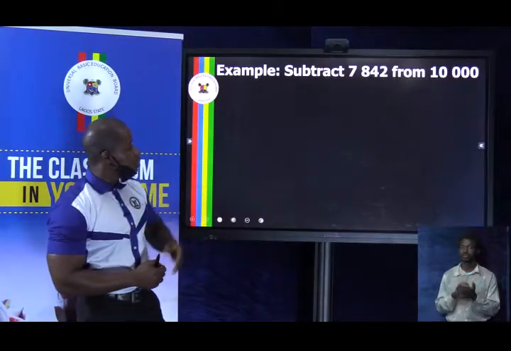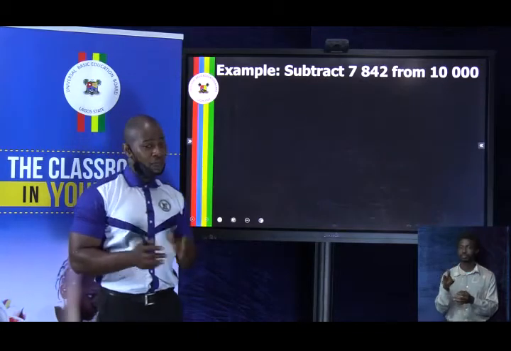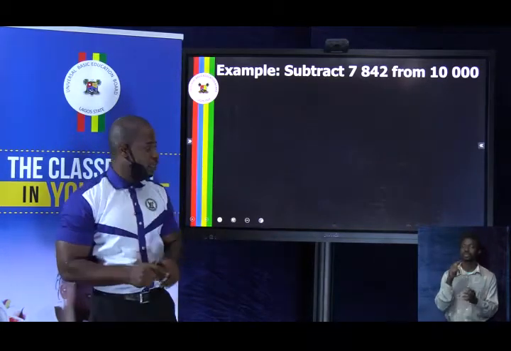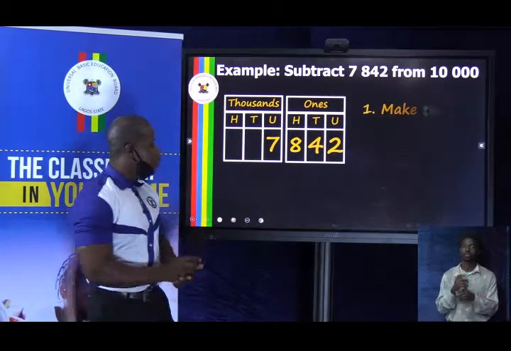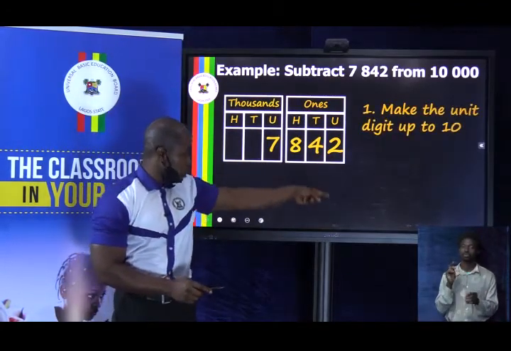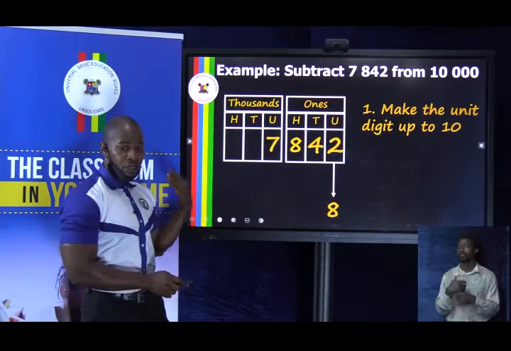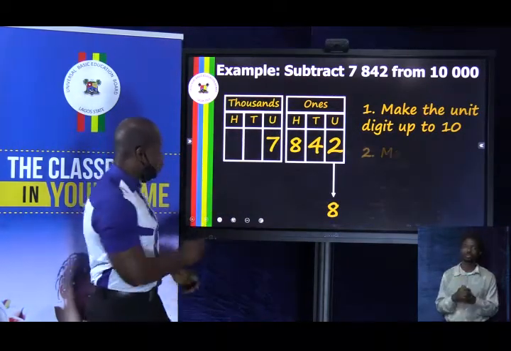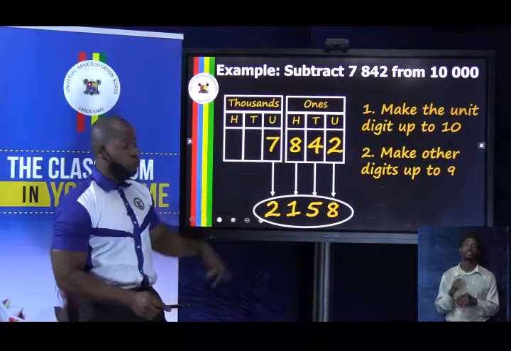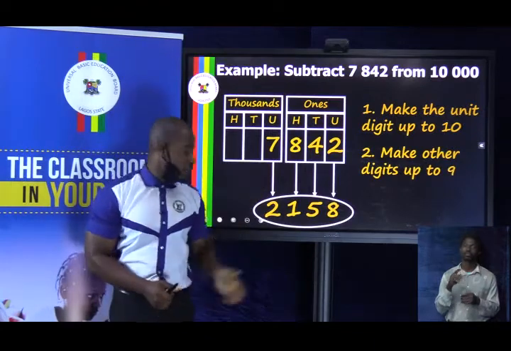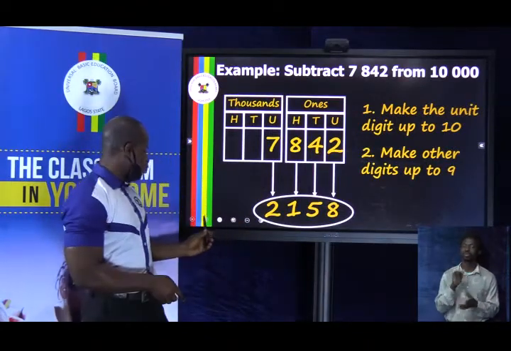This example says subtract 7,842 from 10,000. Now, big number. Don't bother writing anything. All you have to do is just put them on the place values. Make the unit digit up to 10. 2 plus 8 will give you 10. So you put 8 down there. Now the remaining digits, just make them up to 9. So in this case, 4 plus 5 will give you 9. 8 plus 1 will give you 9. 7 plus 2 will give you 9. You have your final answer: 2,158, my friend. That was very easy.